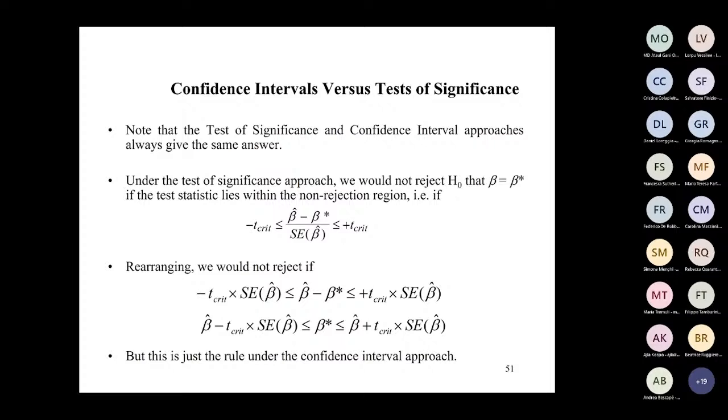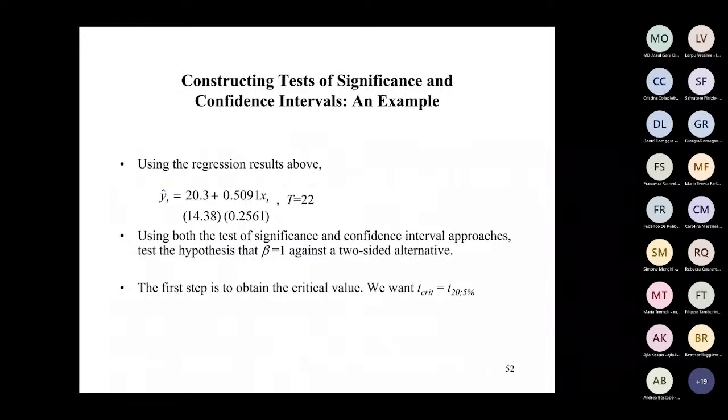So these are the confidence intervals, and the tests of significance would always give you the same results. That's why you need to confirm this in your project. When you use the t-statistic or the p-value, the conclusion you get is always going to be the same. Okay, so let's see an example.